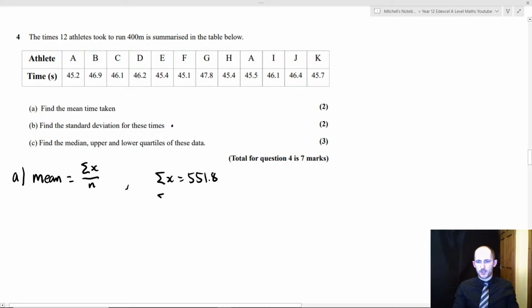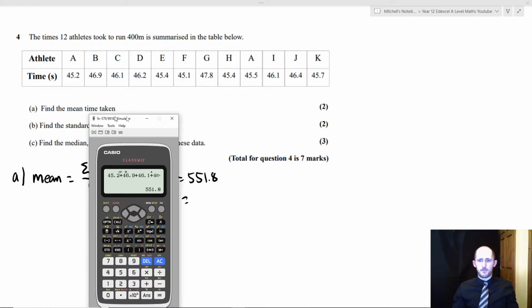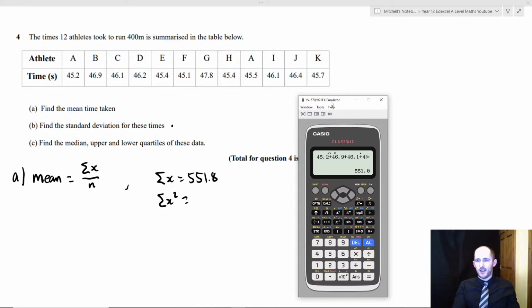While we're here, I'm actually going to work out the sum of x squared, which we need for the standard deviation, because I really don't want to enter this again. So keep in mind, it's not just this squared, okay? It's not going to be the same thing.